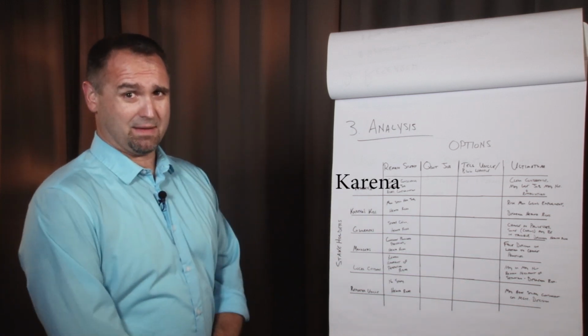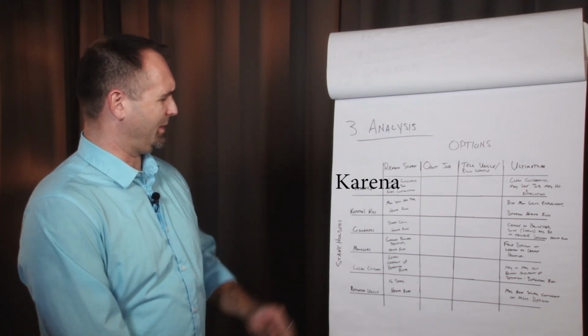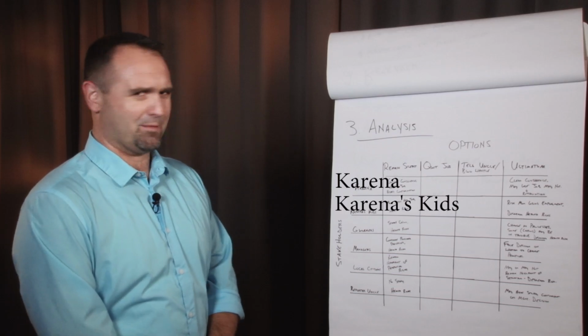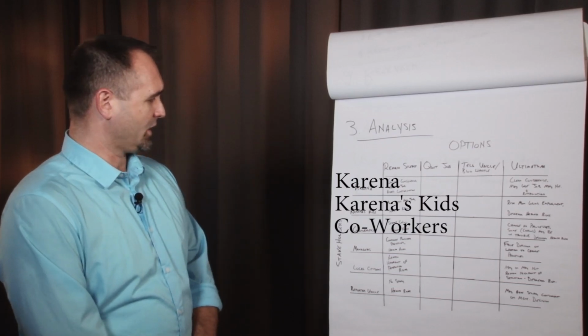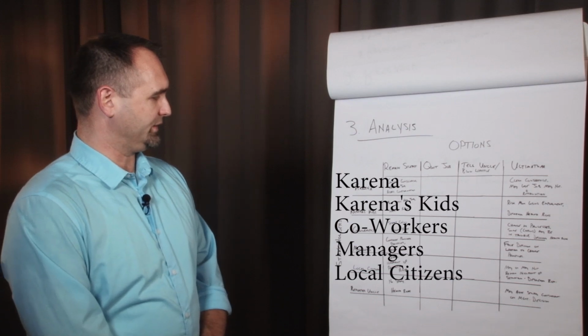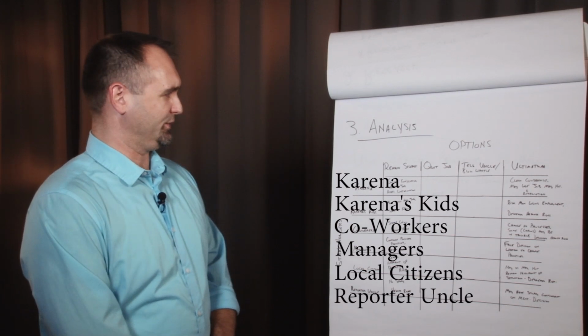Karina, obviously, the main decision maker, is a primary stakeholder. Remember that she's a single mother of 2 children, so her kids are stakeholders in this. If mom loses her job, then the kids are clearly affected. Karina's coworkers, the managers of the company, the local citizens, and her reporter uncle all have a direct stake in how this situation is resolved.